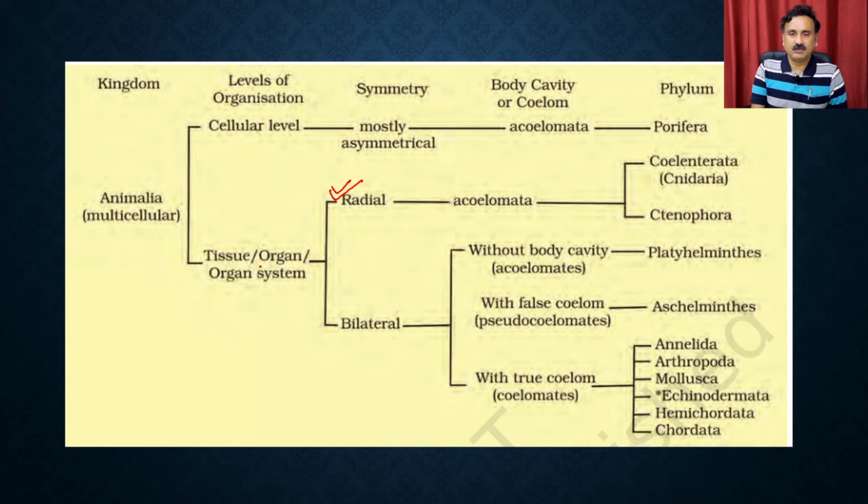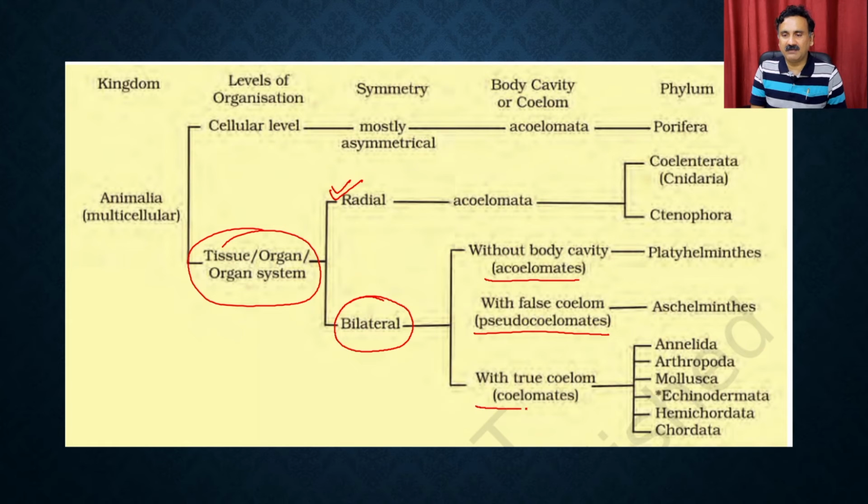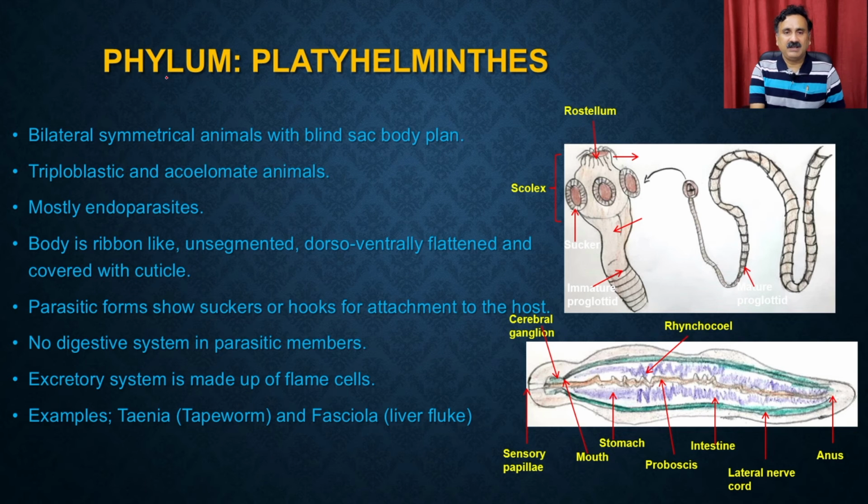Now we come back to the tissue level organizations, and the symmetry is bilateral. When you have bilateral symmetry, you have many organisms, like the acoelomates, the pseudocoelomates, and then the coelomates. So within that you have the acoelomates: tissue level organization, bilateral symmetry, and acoelomates. You have the phylum Platyhelminthes, or the flatworms actually.